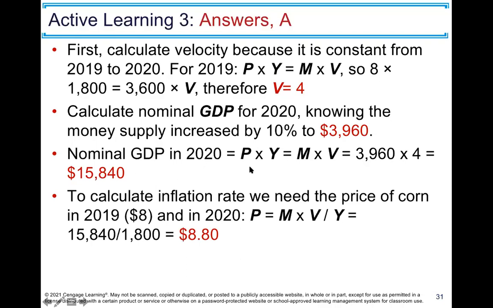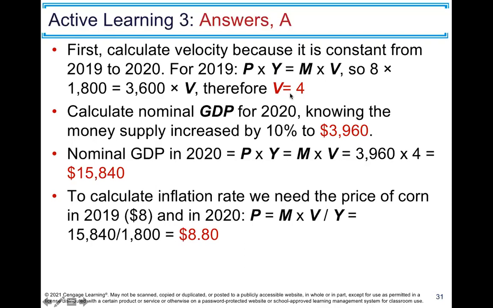So what we can do is use the same equation, and we can say, well, if we're going to assume that Y hasn't changed, if we're going to assume that we're still stuck at this old Y of 1800, then just by dividing the number that we got, 15,840, which is our MV, by Y, we get that the price level was 880. Now this is different from what the price level used to be over here at $8.